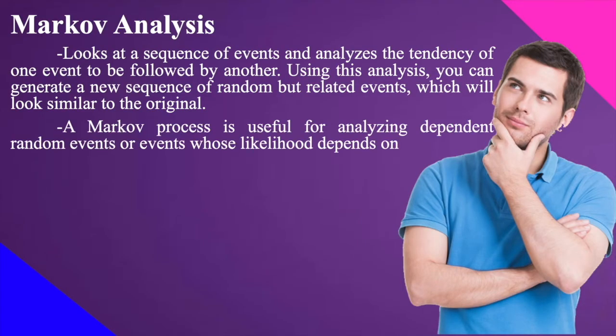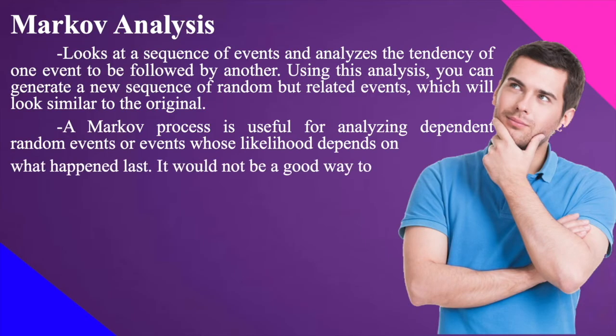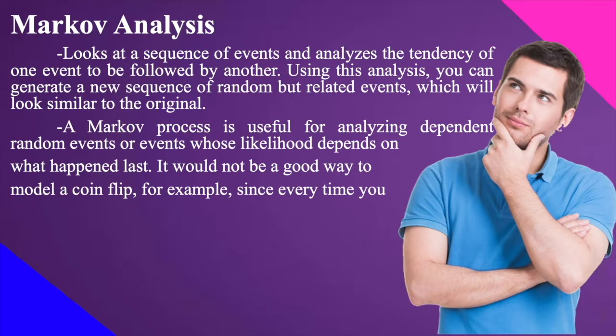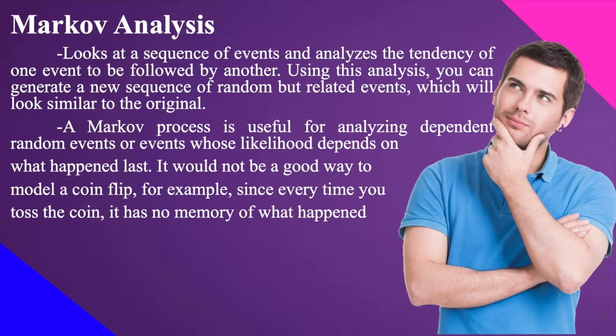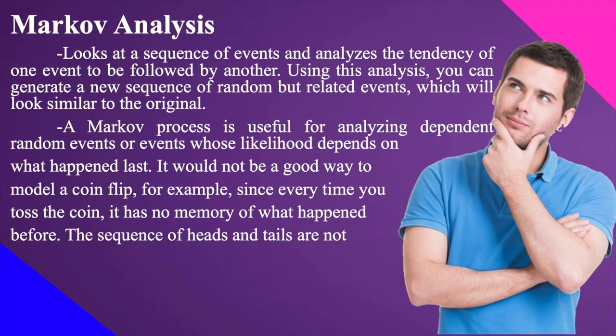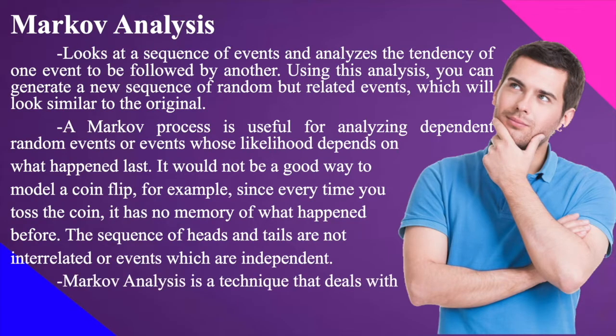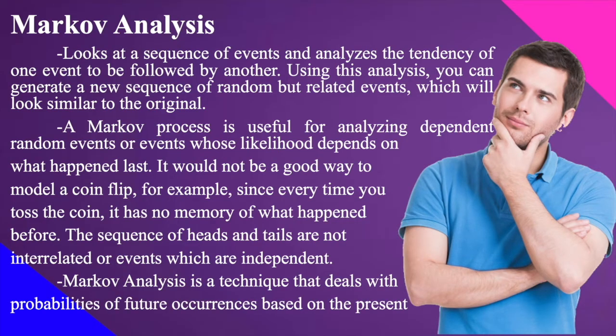Now, a Markov process is useful for analyzing dependent random events, or events whose likelihood depends on what happened last. It would not be a good way to model a coin flip, for example, since every time we toss the coin, it has no memory of what happened before. The sequence of heads and tails are not interrelated, or events which are independent. So, Markov analysis is a technique that deals with probabilities of future occurrences based on the present situation.